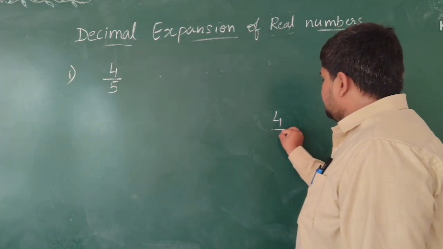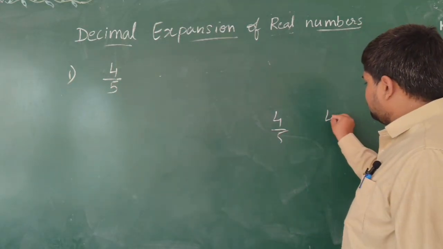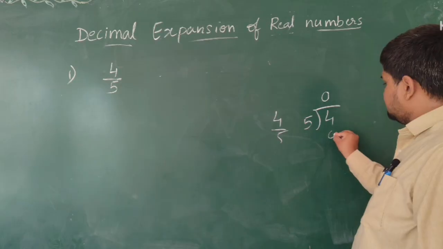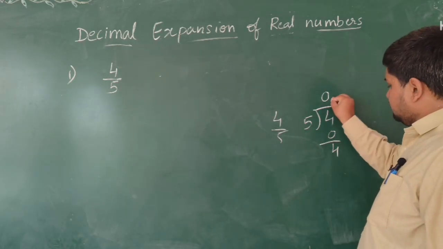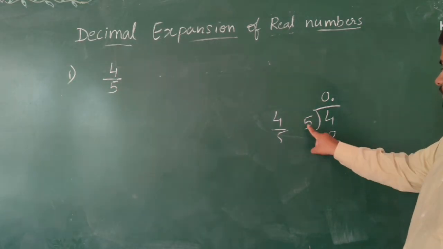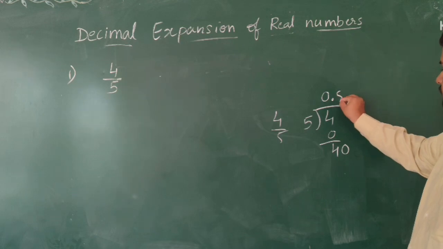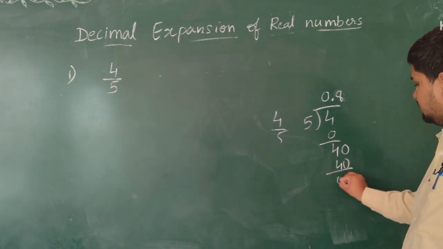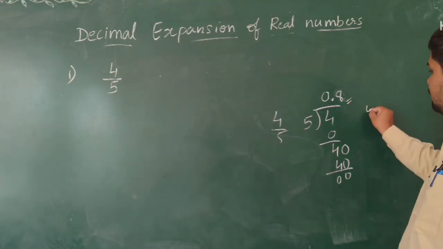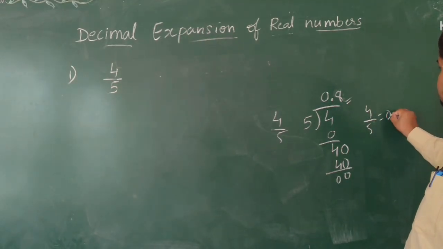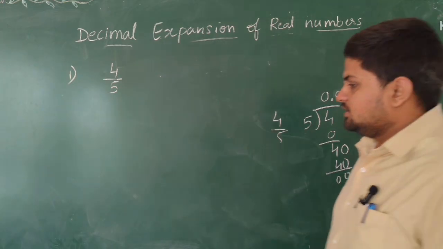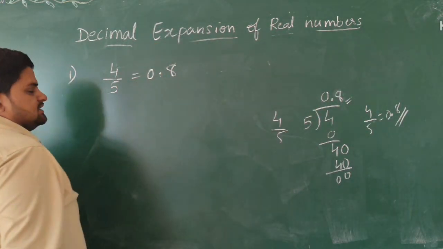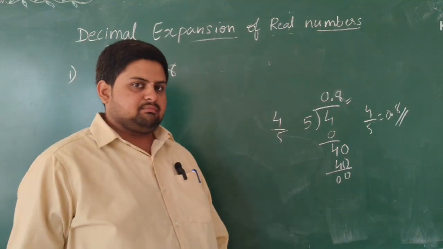4 divided by 5. If I divide 4 by 5, I'll get 5 zeros are 0, 4. I'll put a decimal point over here and one more 0. 5 eights are 40 and 0, 0. So 4 by 5 can also be written as 0.8. So I can write 4 by 5 as 0.8. This is one kind of decimal expansion.